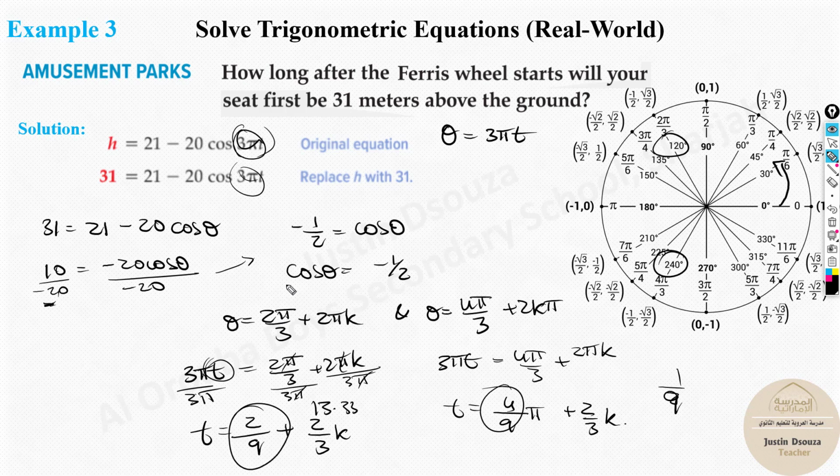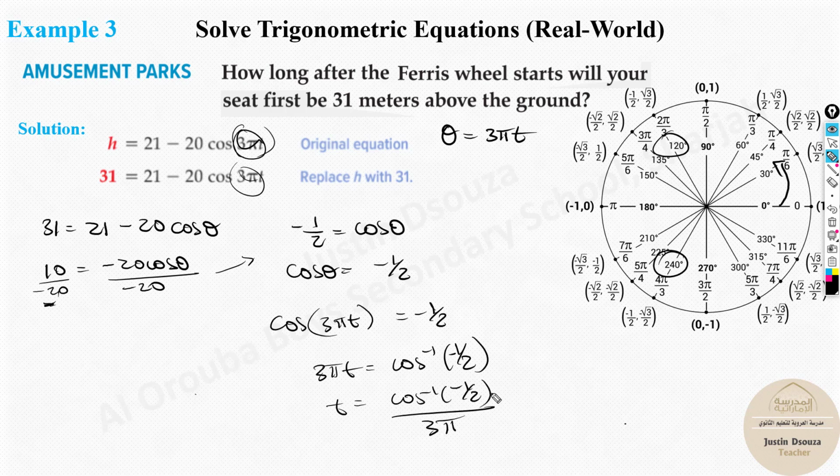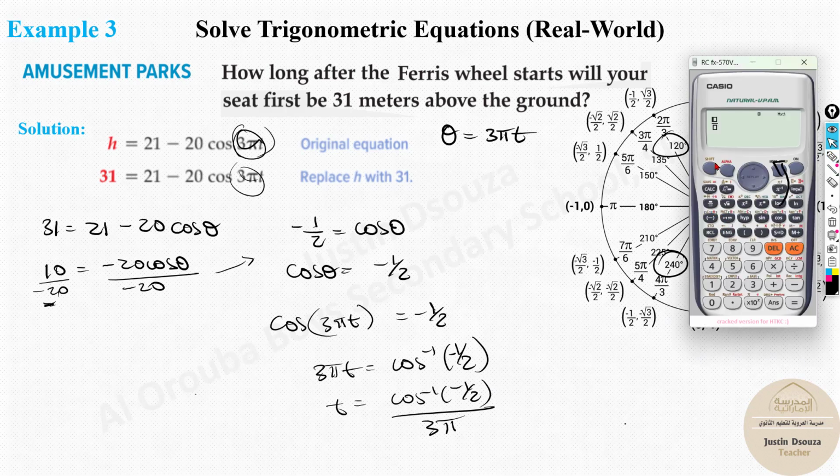What you can do is, if you directly substitute this as cos theta, 3 pi t equals negative half, right? You could have taken cos inverse. It will be 3 pi t equals cos inverse of negative half, and then divide this entire thing: cos inverse of negative half divided by 3 pi. Now I'll put this entire thing in the calculator and we will see. Here it is, cos inverse of negative half, that is 0.5.